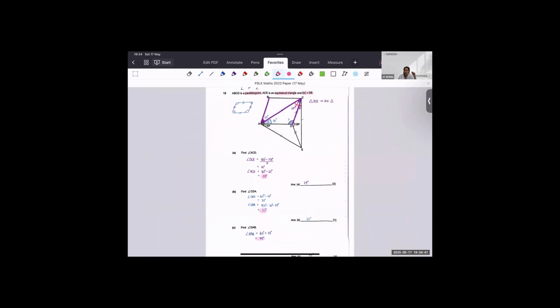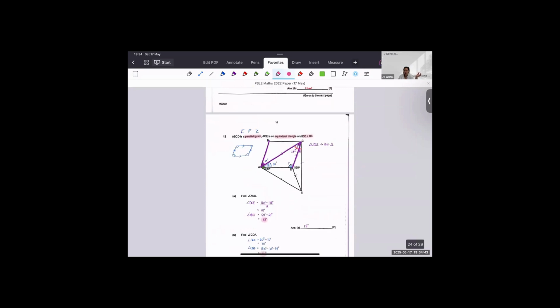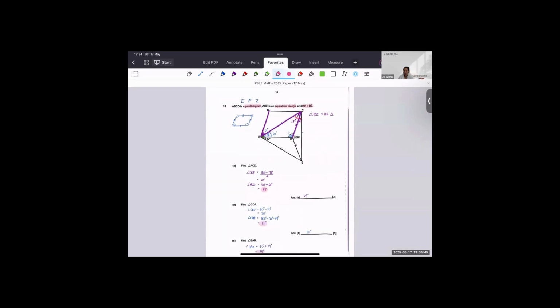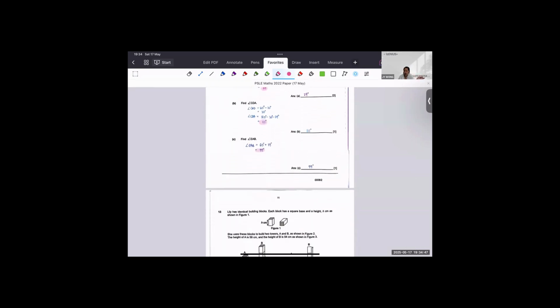Okay, so far the angles question, you can see they test you on different shapes. Rhombus, parallelogram, equilateral triangle, isosceles triangle.